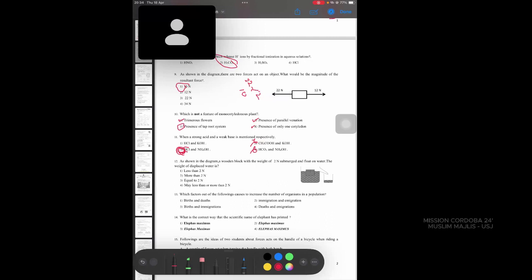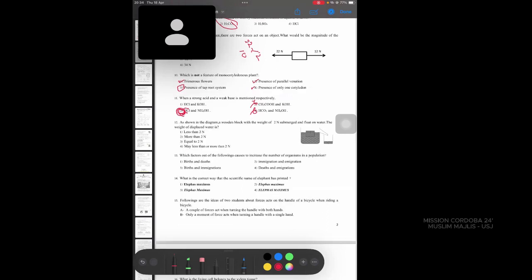As shown in the diagram, a wooden block with a weight of 2 newtons is submerged and floats in water. Weight of displaced water: now tell me, the weight of displaced water is equal to what? Upthrust, according to whose principle? Archimedes principle. So the weight of displaced water is equal to upthrust. Okay, no problem.